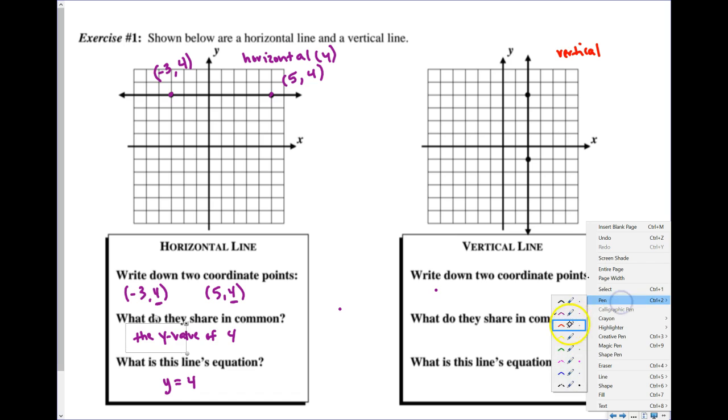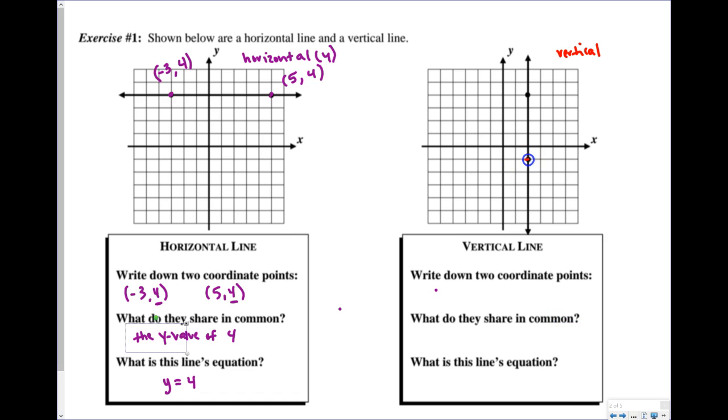Vertical, let's take a look at vertical. Write down 2 coordinate points. All right, here's one coordinate point at 2, -1. So there's the first one. And the other one is here at 2, 4. What do they have in common? Well, now they have this x value in common, the x value of 2. So what's this line's equation? x equals 2. So a vertical line will always be an x equals equation. So this is something to memorize. A horizontal line is a y equals, and a vertical line is an x equals.